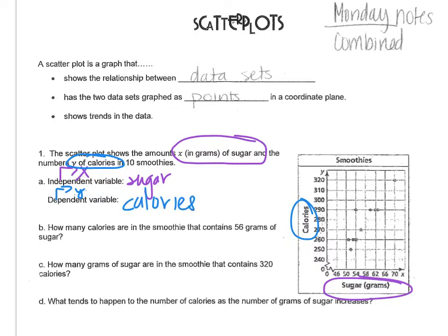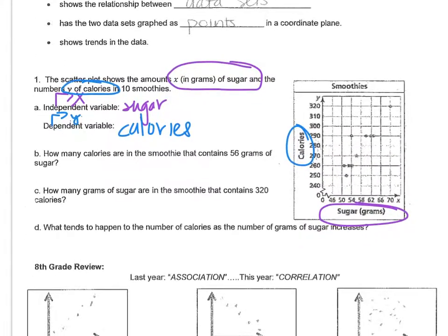The question asks how many calories are in this smoothie that contains 56 grams of sugar. So we're going to go to 56 down here on the sugar grams, which is going to be between 54 and 58, and go up, and there's a point. And if we go over, that tells us that there are 270 calories in that particular smoothie.